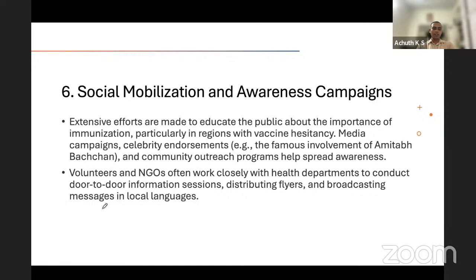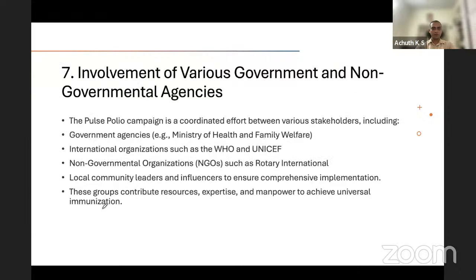And the sixth rationale was social mobilization and awareness campaign. So it's not the rationale, it is the activity. During this mobilization, announcements were made on TV, news, newspapers, radios, everywhere. Even the volunteers and NGOs worked closely with the health departments to conduct door-to-door information sessions by distributing flyers and pamphlets in local languages. Involving a celebrity was also done for the awareness campaigns. Like "Do Boond Zindagi Ki" was one of the statements which were used.